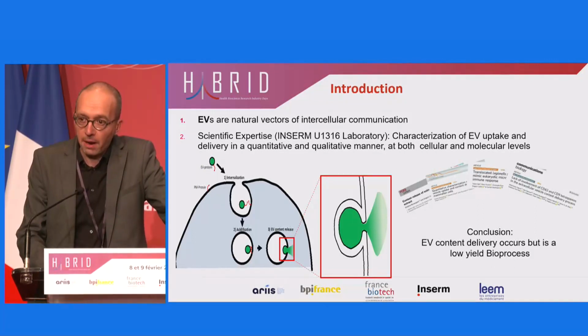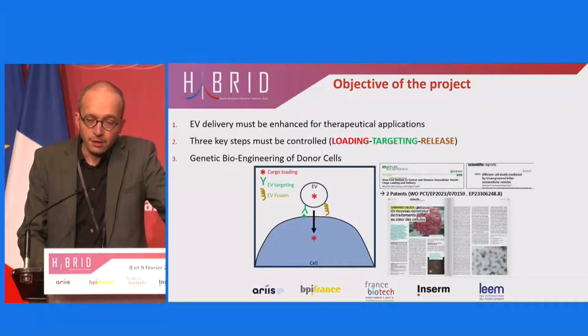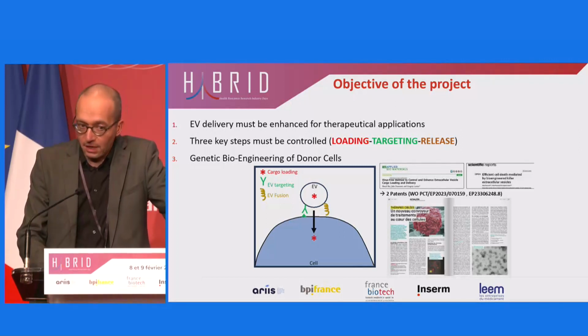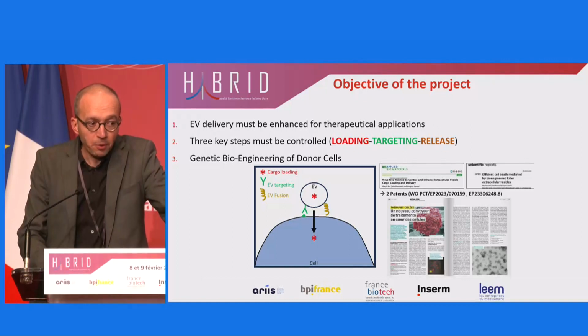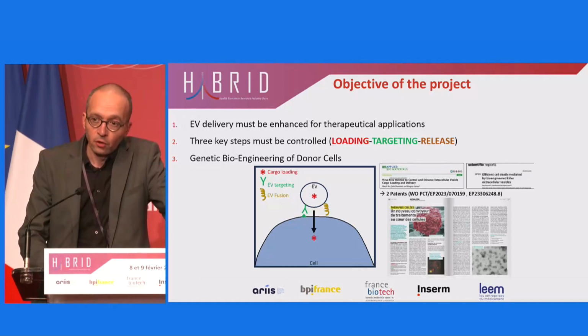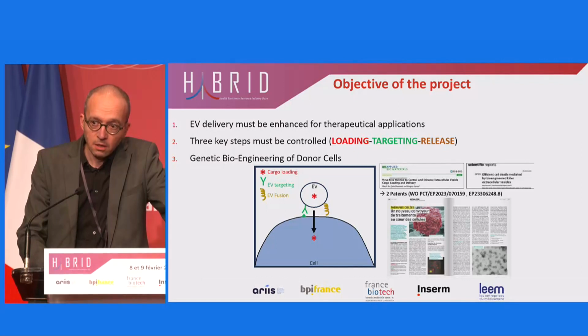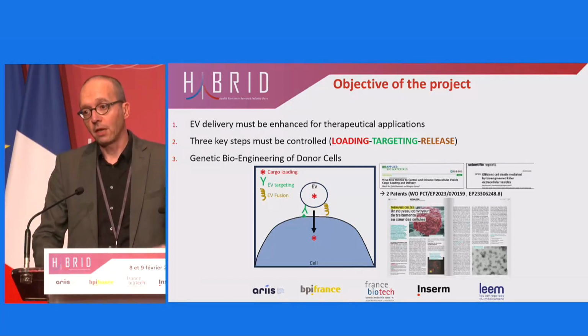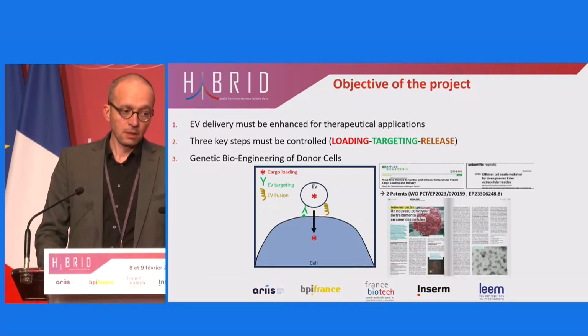it's a low-yield bioprocess. And so therefore, when we decided to contribute and participate to the development of EV-based vectors, we concluded that the first task that needs to be done is to improve the efficiency of the EVs in terms of delivery capacity. And for us, the simplest way to do that was to control 3 important steps in the bioprocess: the loading of the cargo inside the vesicles, the targeting of the vesicles towards the cell of interest, and the final step, which is increasing the fusion between the membranes to increase the delivery capacity. So that's what we developed.